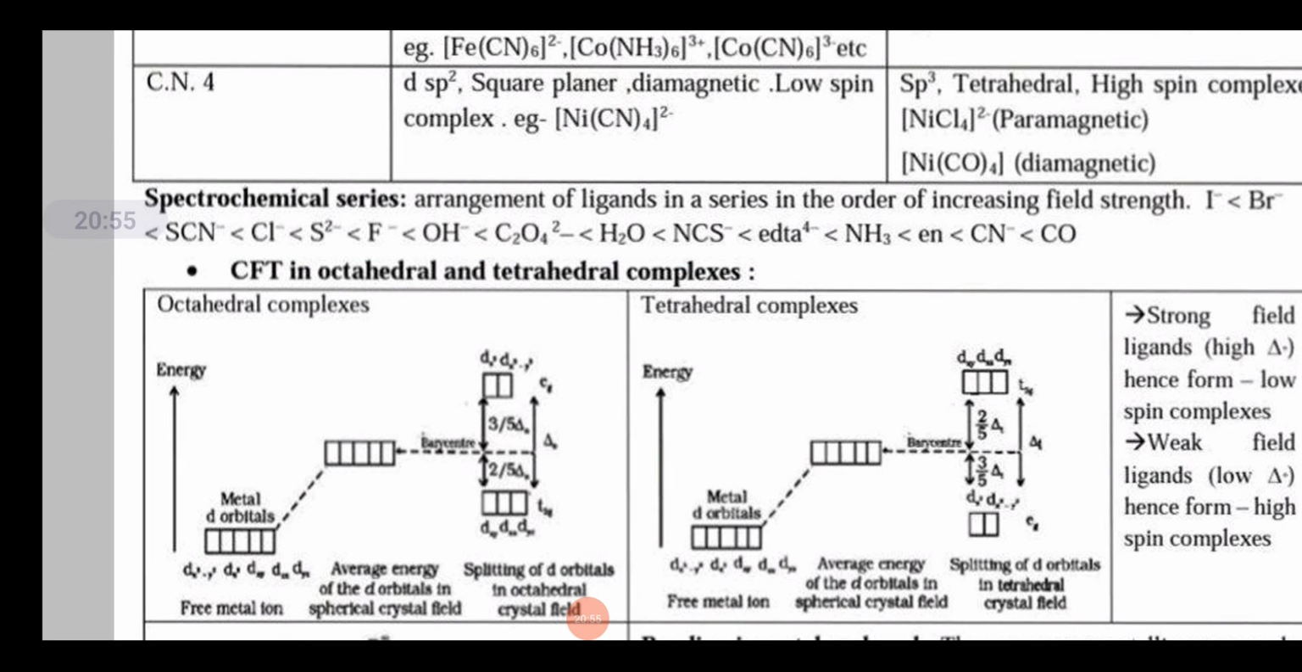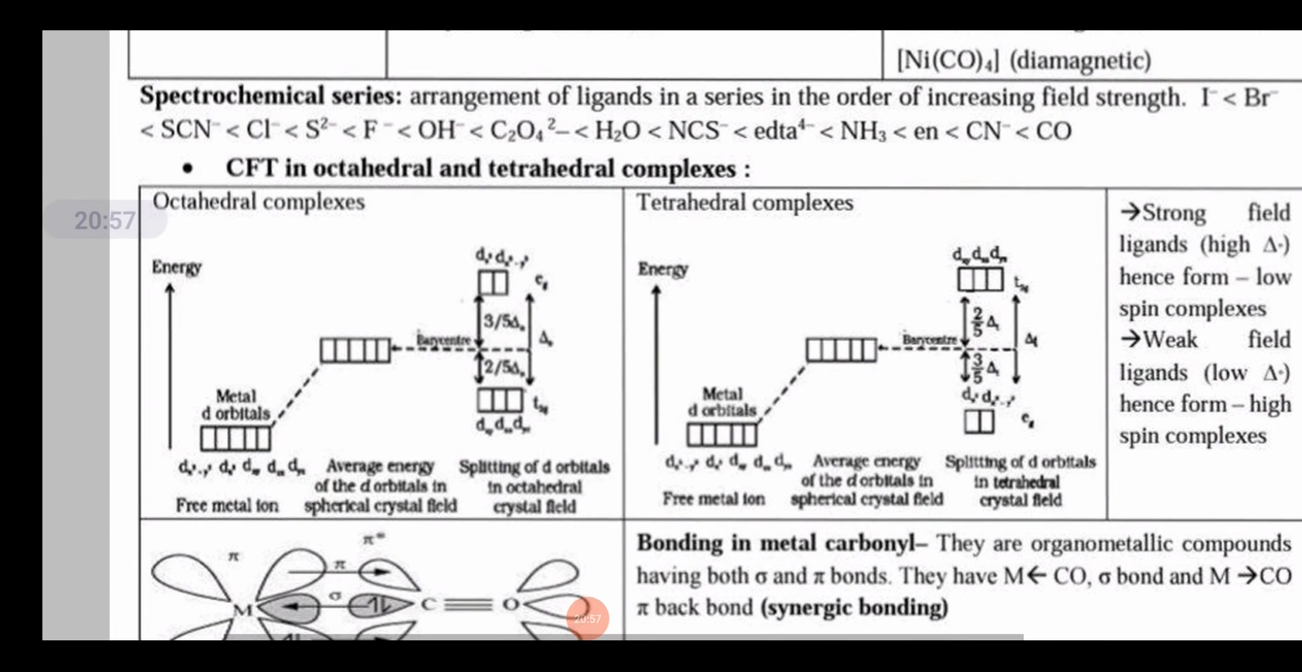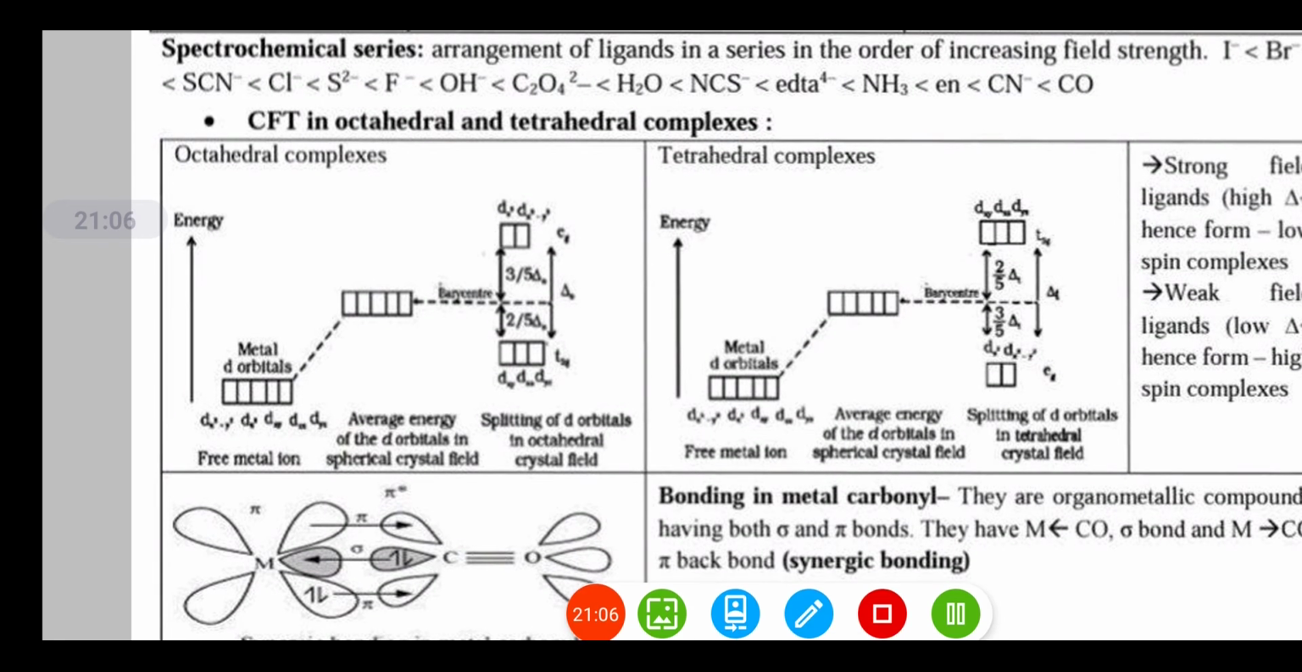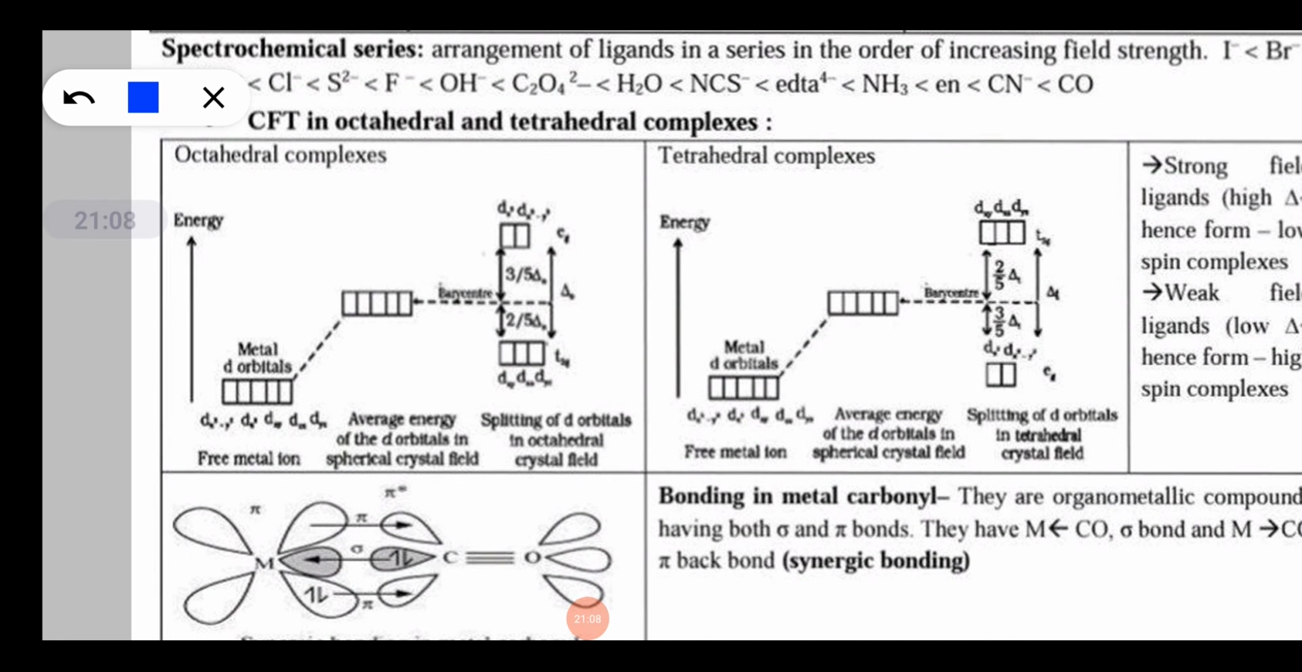Now what crystal field theory says and how it is different from the VBT. VBT used to say that bonding between the ligand and the metal is coordinate bond, but CFT says that the bonding between the ligand and the metal is not coordinate, it is the ionic bond, it is the electrostatic bond. It says that when this is the d orbital of the central metal ion, and when the ligand approaches the metal, then the energy of the d orbital increases.